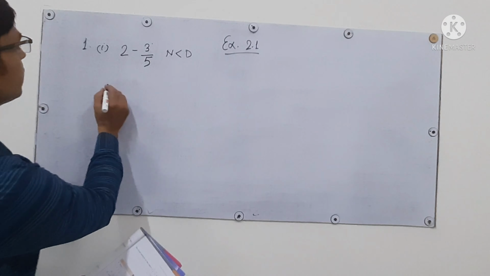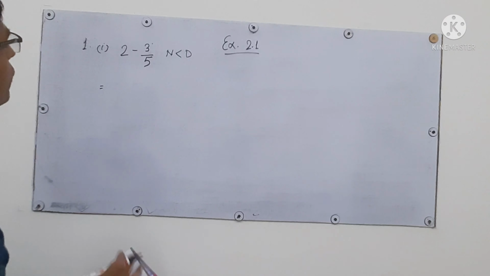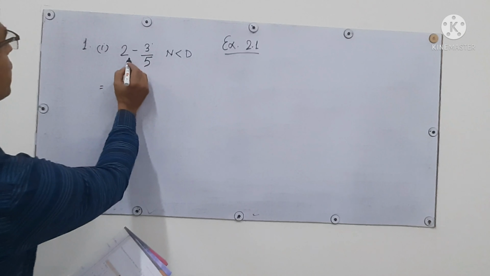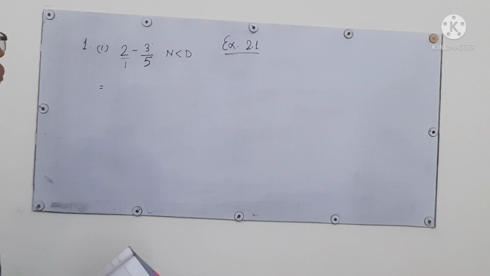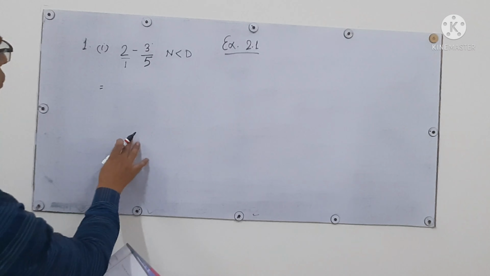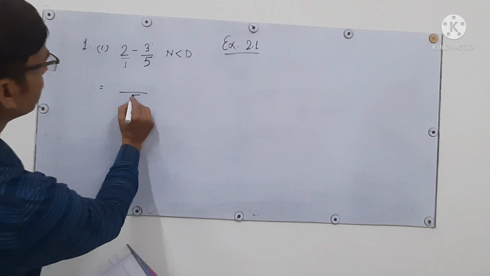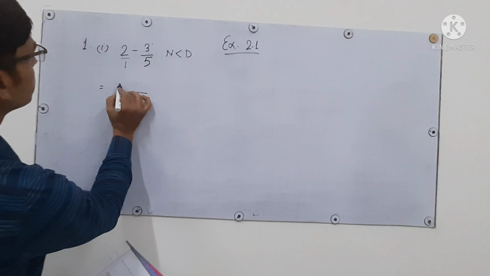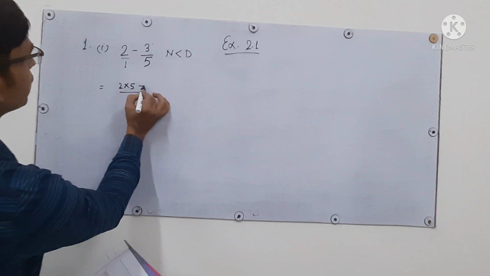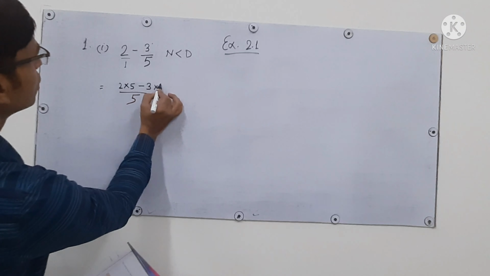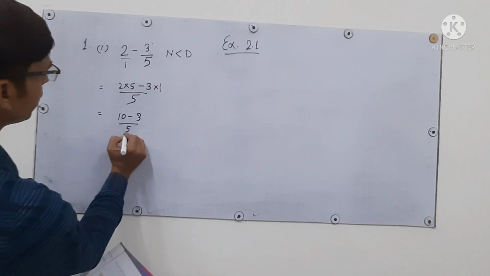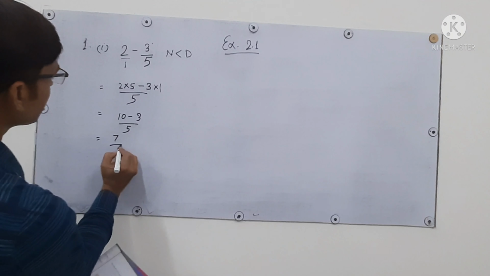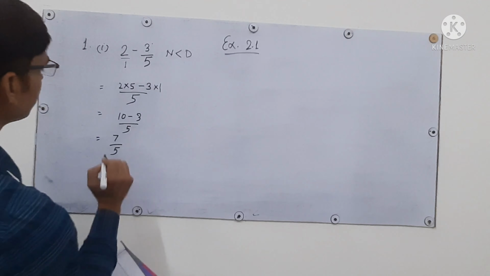Okay, now we will solve it. Oh, it is very easy. How can we solve it? First of all, we will take the LCM. That is, 2/1 and 3/5, and the LCM will be 5. So here it will be 2 cross 5, and here it will be 3 cross 1. So simply it will be 10 minus 3 upon 5, or 7 upon 5.